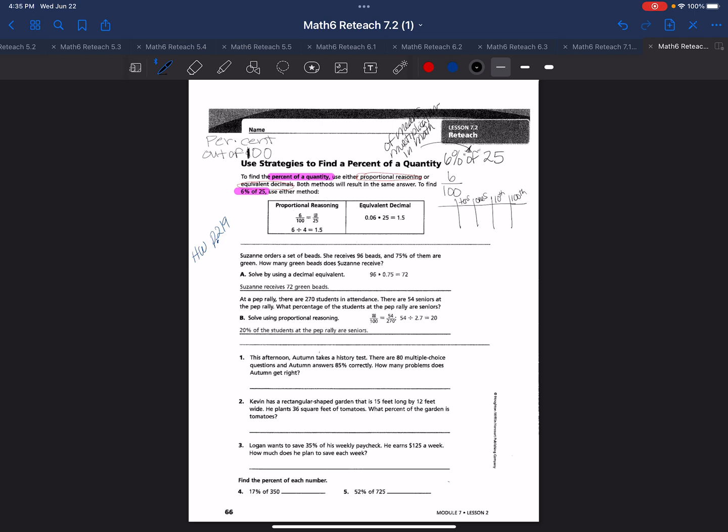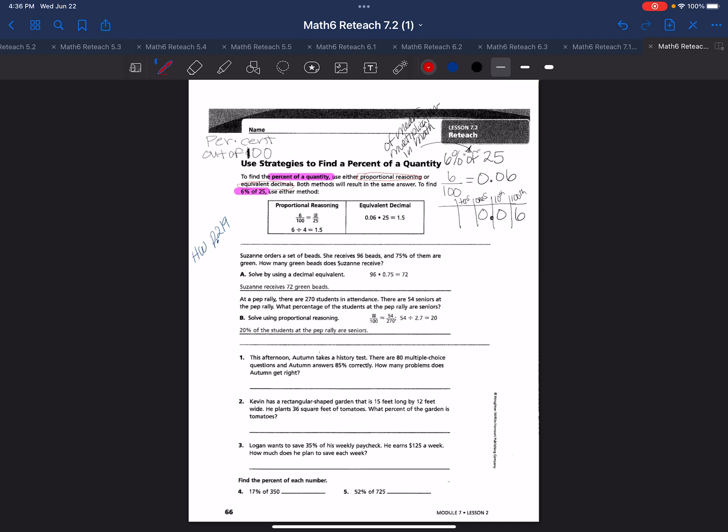So how do we write 6 hundredths as a decimal? Remember the last digit is in that hundredths category, so I would write 6 hundredths as a decimal here because it's out of 100. So if you notice here on the proportional reasoning, they're saying 6 over 100, that's your percent, equals something over 25.